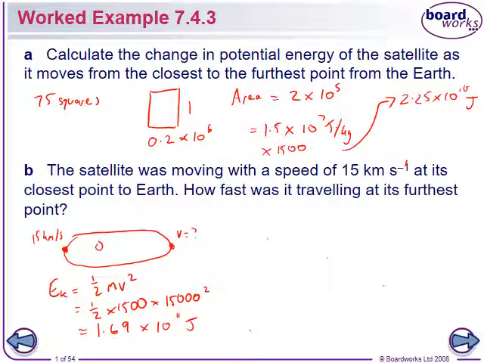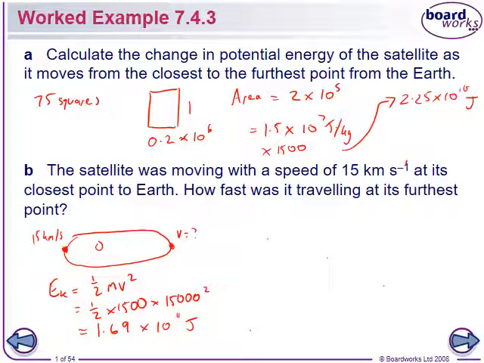Now, we found out earlier that as the satellite moves from its closest point to the furthest away point, we have 2.25 times 10 to the 10 joules change in gravitational potential energy. So 2.25 times 10 to the 10 joules of energy must be lost from our kinetic energy. It needs to convert this amount of energy from this to get further away. So what we need to do is subtract the amount of energy it loses from this. I know, confusing, right?